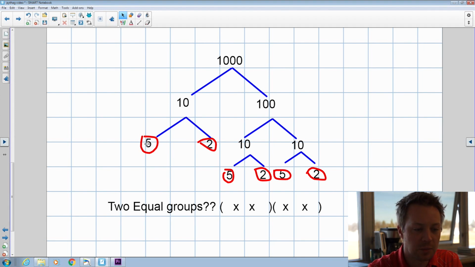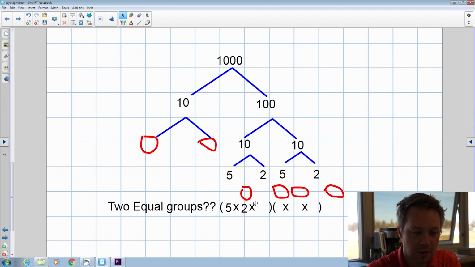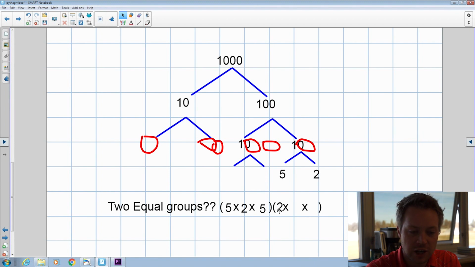I'm just going to drag these numbers down. So if I move a 5 here and a 2 here, and then let's see, I'll drag another 5 down here. And then I'll drag a 2 into this one, and a 5 into this one, and a 2 into this one.